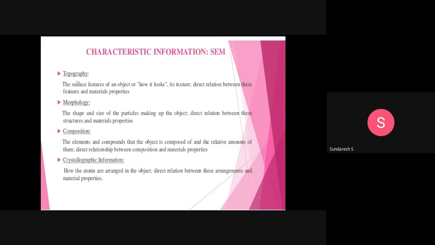So you can get a topography. Topography means the surface features, the texture, and the relation between these features and the material property. Second comes morphology, the shape and size of the particles and the relationship between the structures and the material. Composition, so the elements and compounds that the object is composed of, you can obtain, and crystallographic information, so how the atoms are arranged. Topography, morphology, composition, and crystallographic information: these are all the important characteristics you can obtain from the sample.